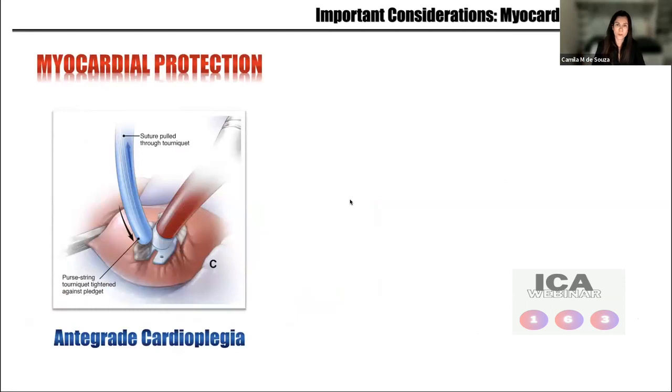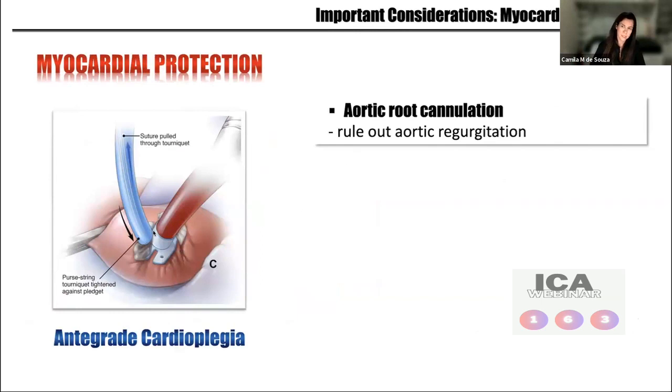When an external cross clamp is used, the aortic root is typically directly cannulated by the surgeons, and antegrade cardioplegia is our usual choice for myocardial protection in these cases. So it's very important that we rule out the presence of anything more than mild to moderate aortic regurgitation.